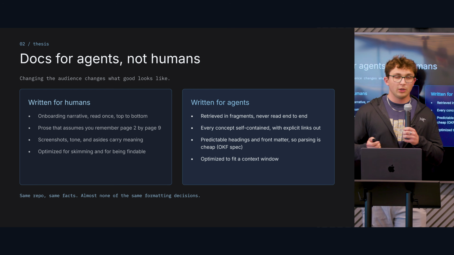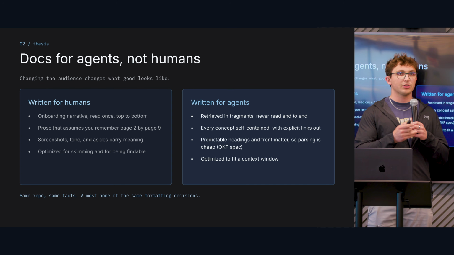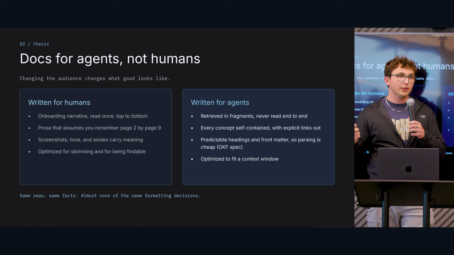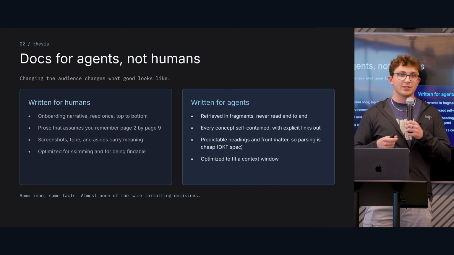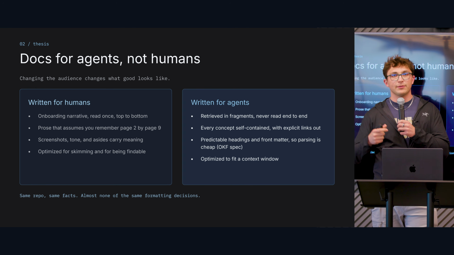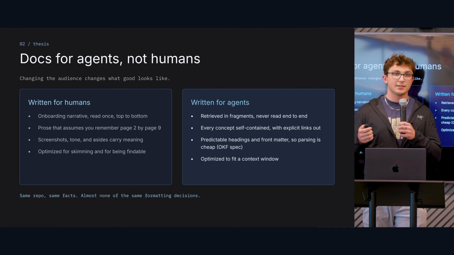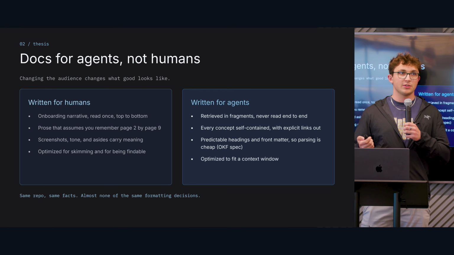What does this actually change? Well, if you're building docs for humans, you're probably going to have to tell a story. You're going to have a quick start, background on the repo. All your doc pages will need to flow. You can't just have isolated snippets here and there. You're probably going to have screenshots, maybe videos, and all of this is great for humans to consume, but not very optimized for agents to consume.